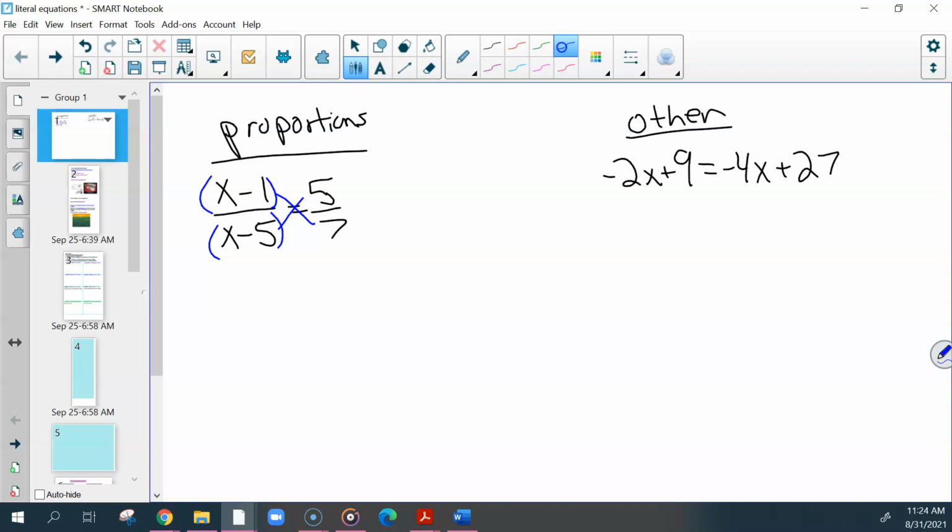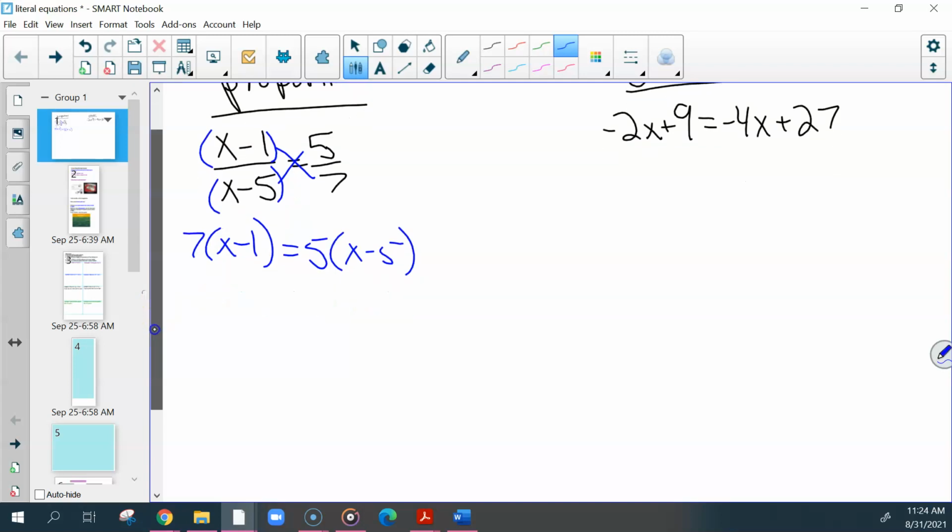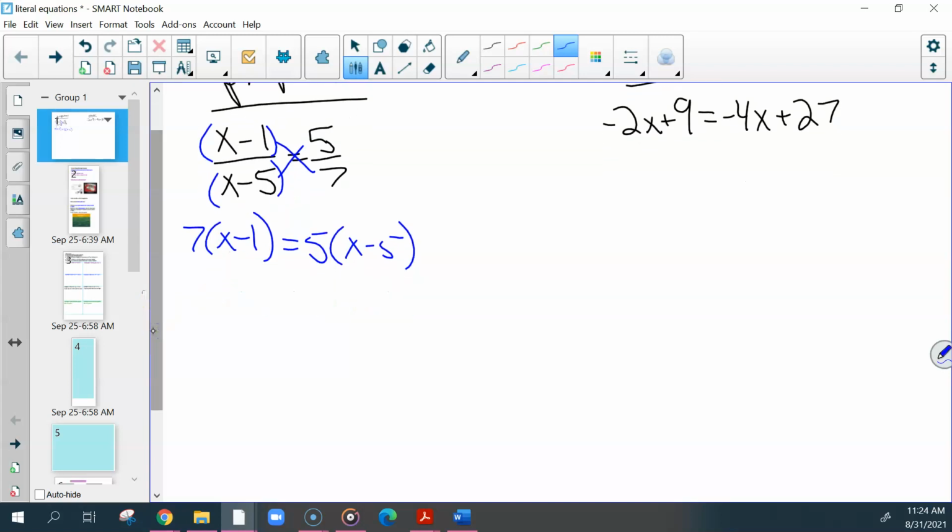So it doesn't matter the order in which I write this. I'm going to put 7 times x minus 1 first, and then equals 5 times x minus 5. But they could be switched. And then from there, we could start solving this, distribute.